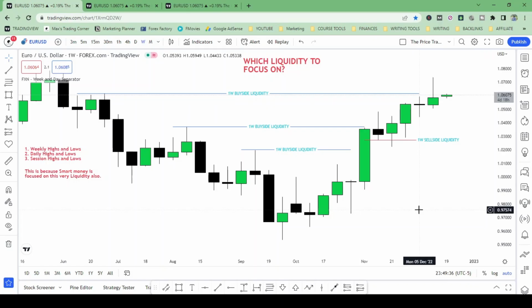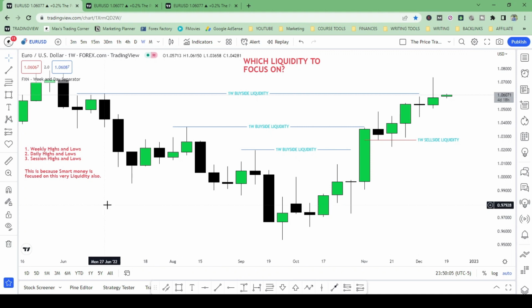So today we're going to be looking at which liquidity to focus on. When it comes to liquidity, I like to focus on three different types of liquidities. I've already defined what liquidity is. If you have not checked out my video on my definition of what liquidity is all about, kindly go and check it out.